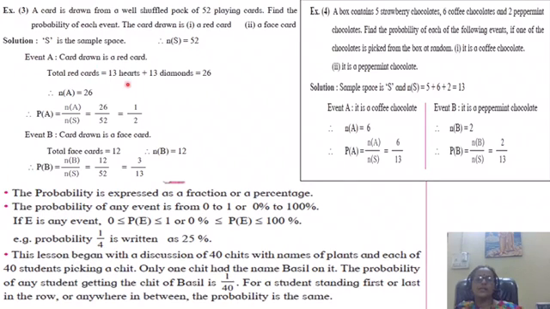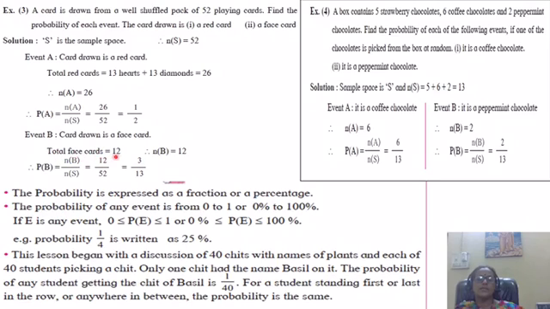Total red cards: 13 heart cards and 13 diamond cards. Red color cards are 26, so the number of elements in set A is 26. We want the probability of A. So, find the probability of each event. First is red card. So P of A is N of A upon N of S. Total cards 52, red cards 26. Probability is half.